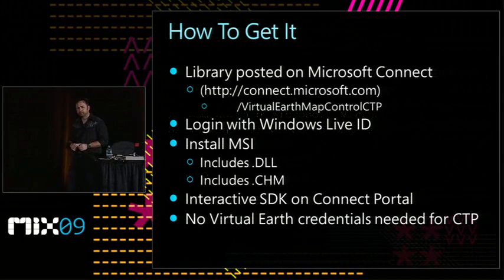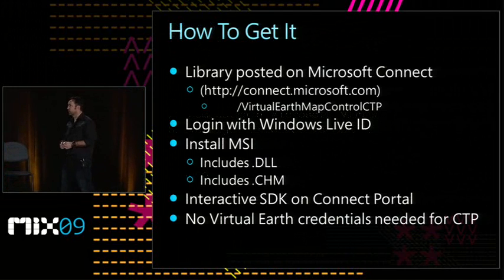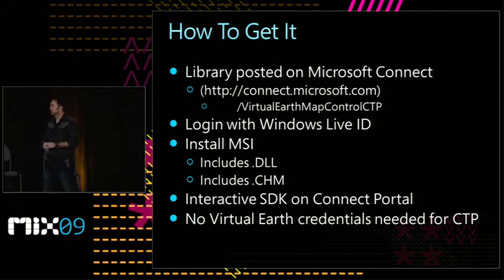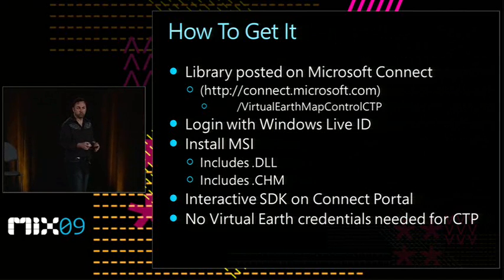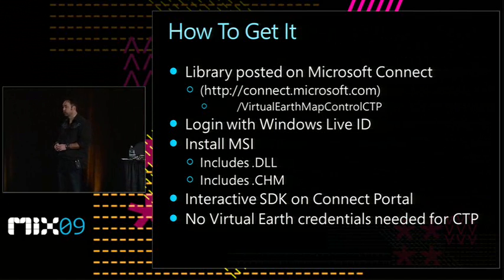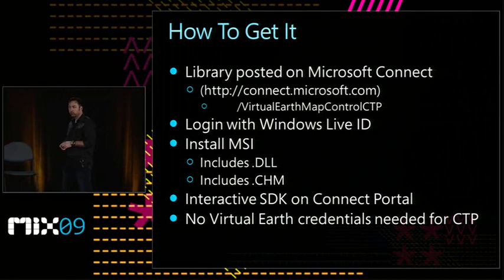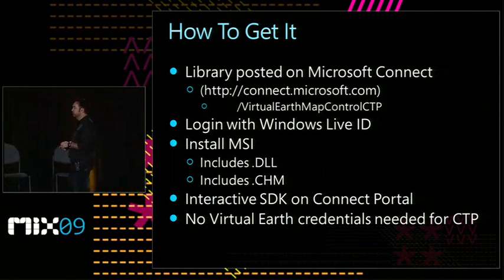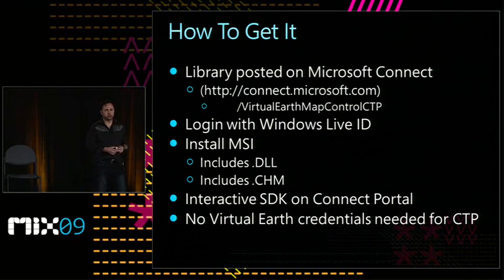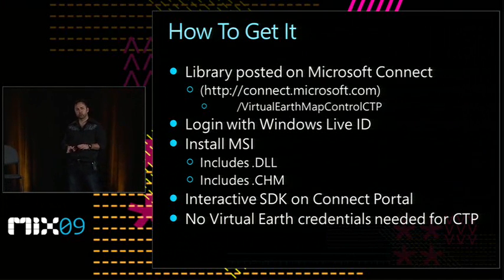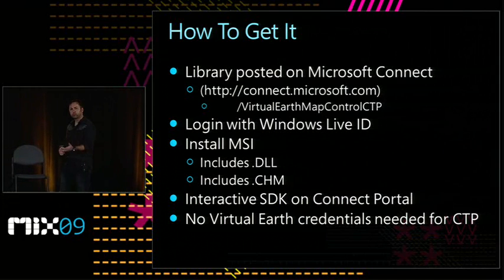Okay, so how to get it? Go to Microsoft Connect, connect.microsoft.com. It's in that Virtual Earth Map Control CTP directory. You log in with a Windows Live ID. You get your DLL, you get your CHM. Interactive SDK's there as well. And what's great about this is if you've ever used Virtual Earth before, there's this concept of credentials and you need a username and password. Well, we've opened that up for the CTP. So you don't have to worry about authentication. You just start using the control. You don't have to hit our token service or anything like that. We're actually handling that on the back end for the CTP. Okay?